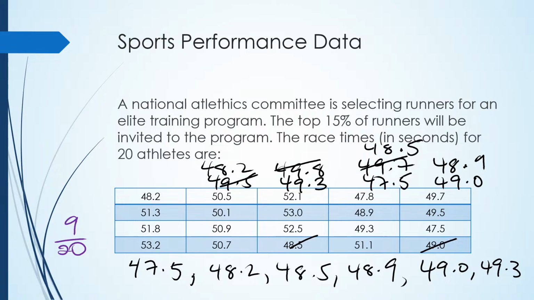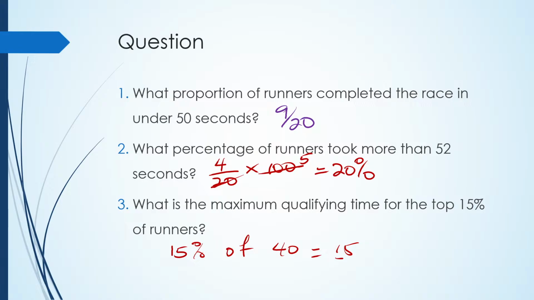So the maximum time you're allowed, anything under that time is qualified. So 49.3 is your max time. That's the max time you're allowed to be able to qualify. Right, so that's how you'd use percentiles to solve some problems.